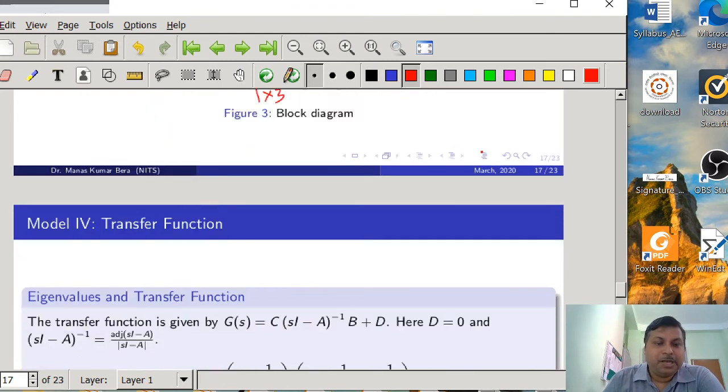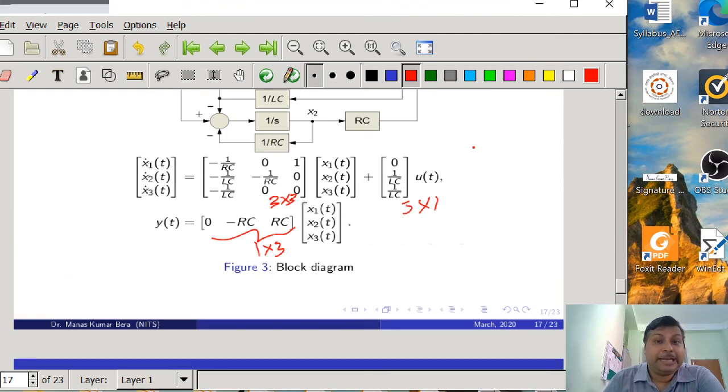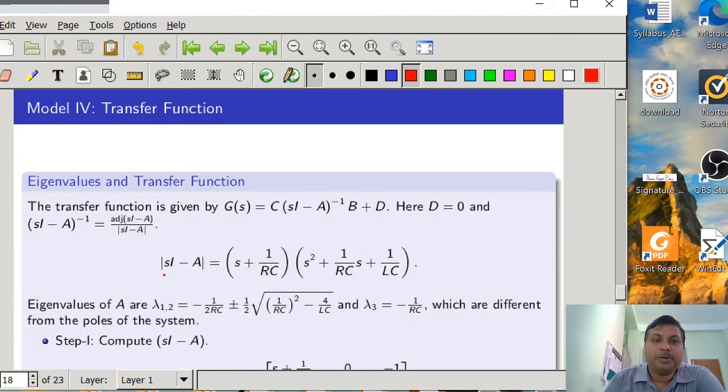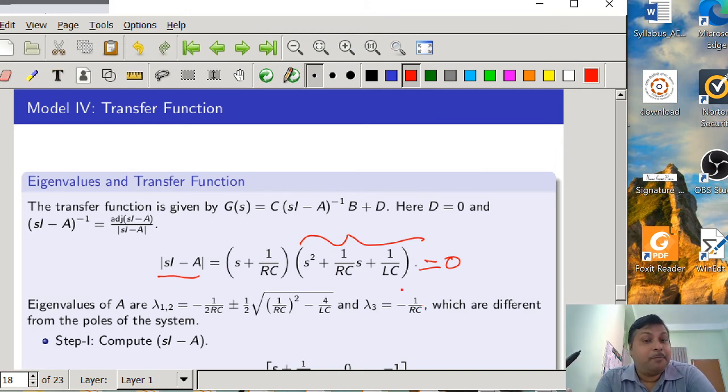So in the same way we will proceed. Before calculating the transfer function, we can calculate the eigenvalues of the A matrix. So let us calculate the eigenvalues of the A matrix by computing the determinant of (sI minus A). And you are finding that the eigenvalues are 3 basically. So if you make it equal to 0, one of the eigenvalues is minus 1 by RC, and the other 2 eigenvalues we can calculate by computing s square plus 1 by RC s plus 1 by LC equal to 0. So you are getting 3 eigenvalues here, but how many poles does the system have? For this system, the poles are only 2. They are basically s1 and s2.